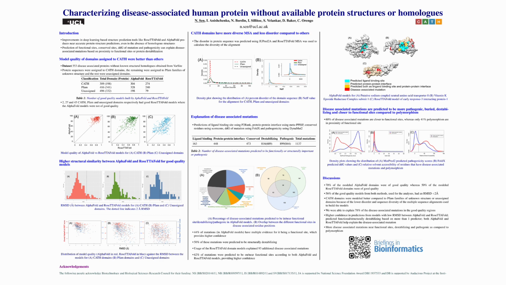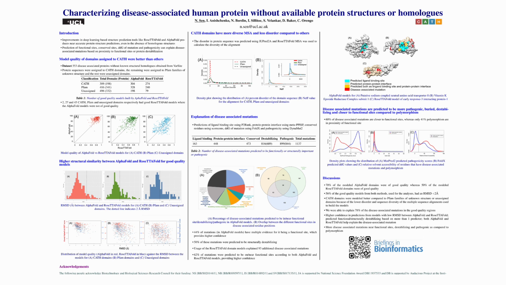We have created a database of such disease-associated proteins from VarSite, and we used HAMSAVAR for the disease-associated mutations. For our study, we used models built using two state-of-the-art deep learning-based predictors, AlphaFold and RosettaFold. We chopped these proteins up into CATH domains. Then the remaining regions were assigned to Pfam, whereas the remaining regions which couldn't be assigned to either CATH or Pfam were called unassigned domains.